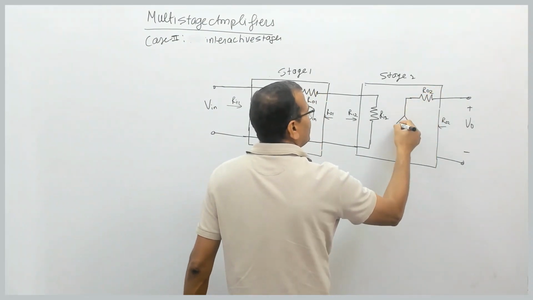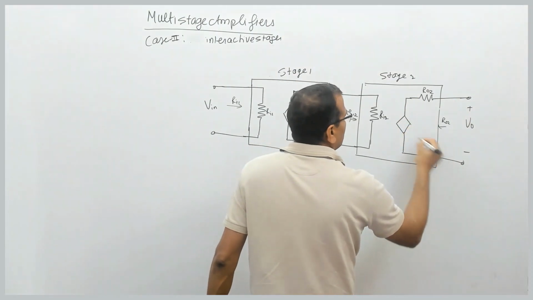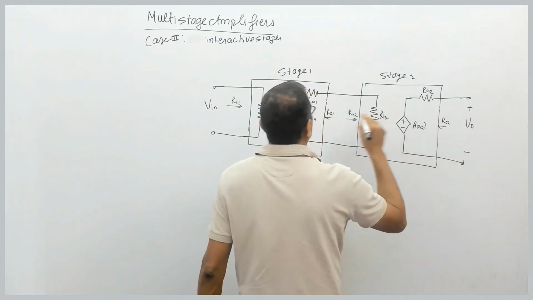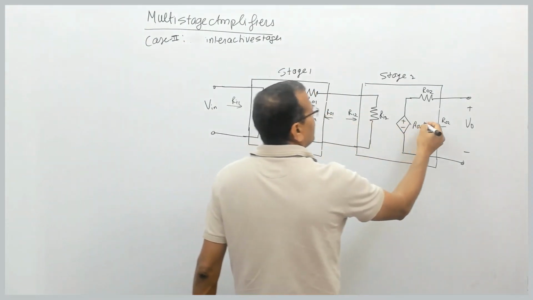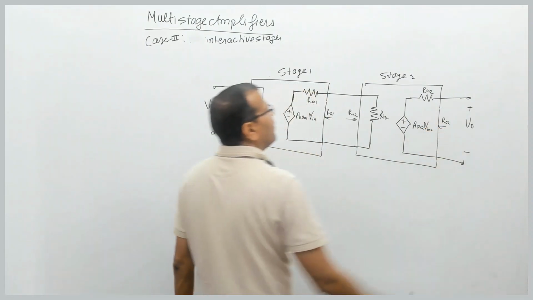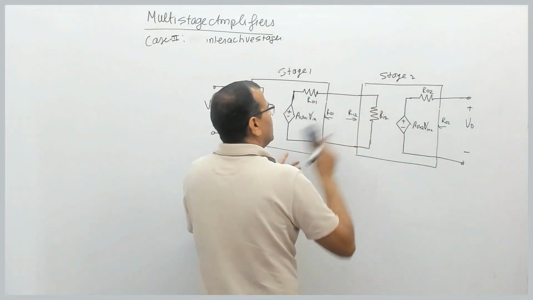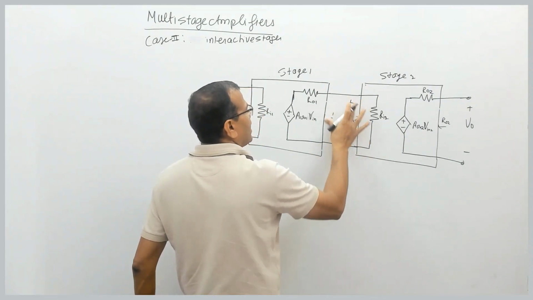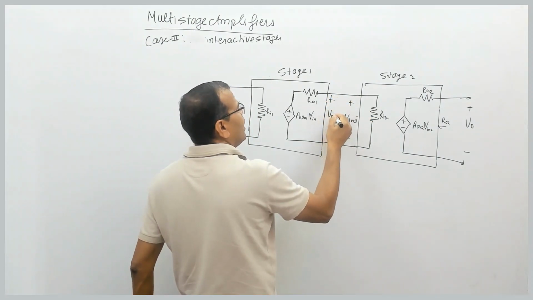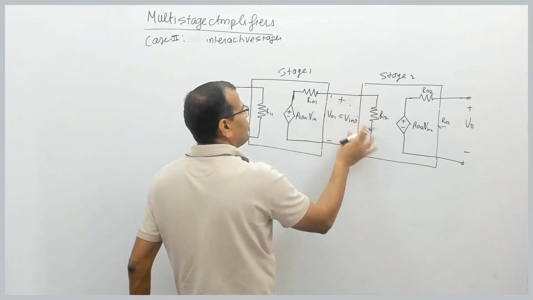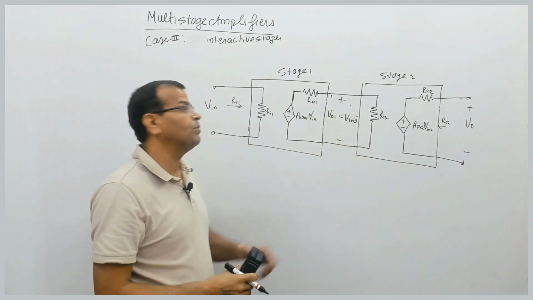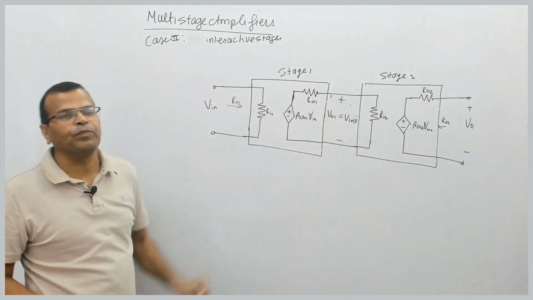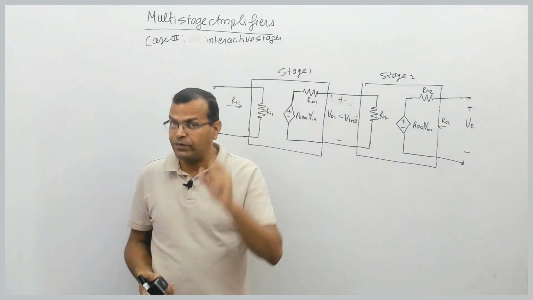I have a voltage dependent voltage source here, that is nothing but AV02 into what? That is V in 2. So here at the input of this is what? V in 2. But at the output of the first stage is what? V01, and both are definitely the same. So the output of this stage is the input of the next stage. So this is the general block diagram. Now, why did I say interactive?